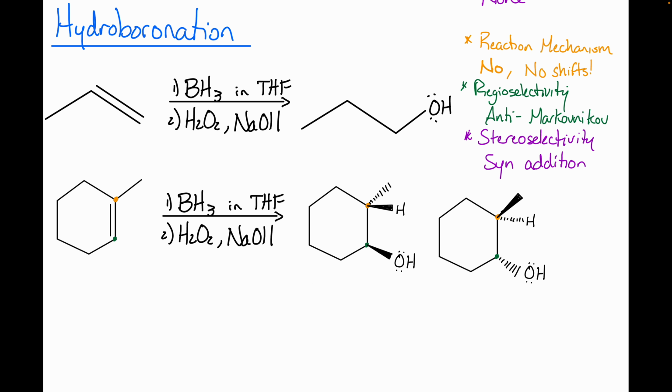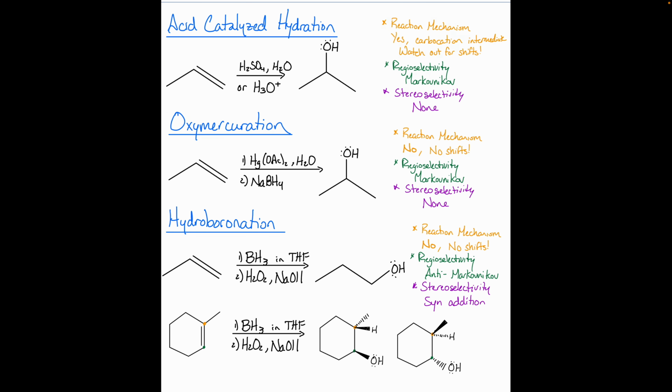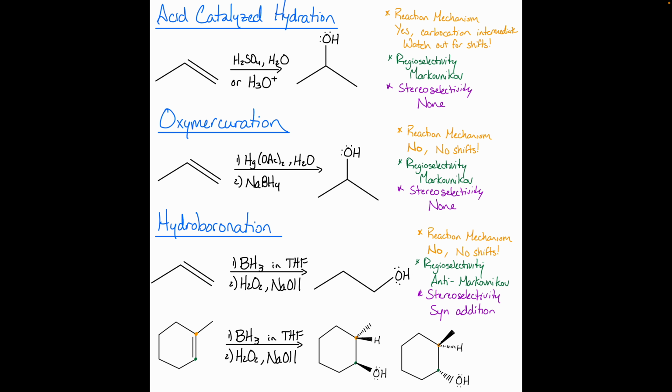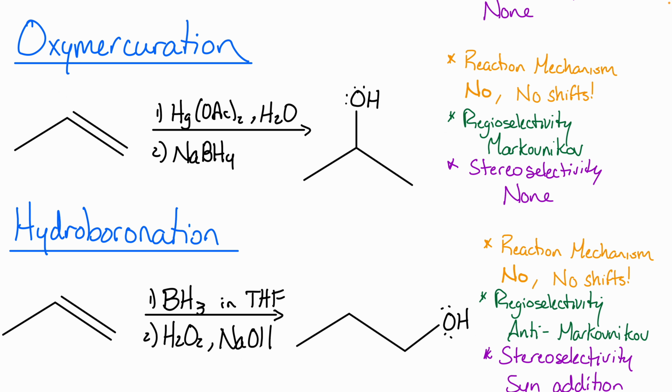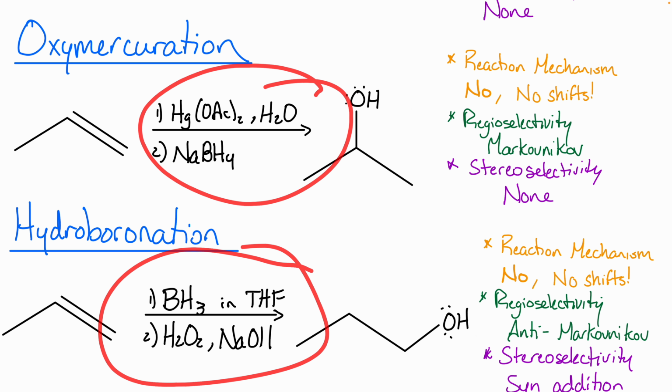Cool. All right, so we've got these 3 methods for hydrating alkenes, one being a simple acid catalyzed method. The only thing is you got to watch out for your carbocation intermediates because they can lead to those intramolecular shifts. We have an oxymercuration reaction, which is also Markovnikov, but we don't have any shifts to worry about. And then we have our hydroboration reaction, which is anti-Markovnikov. We also got to watch out because this one has a stereoselectivity to it. It's a syn addition.